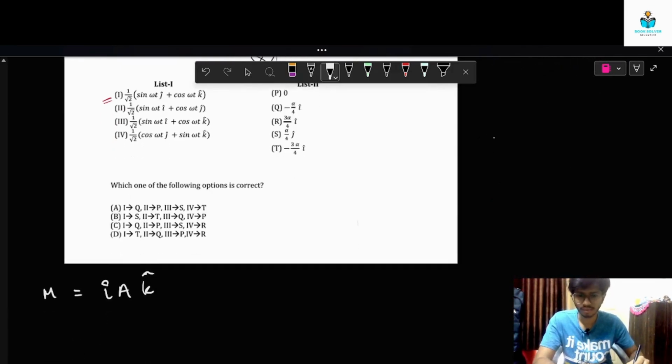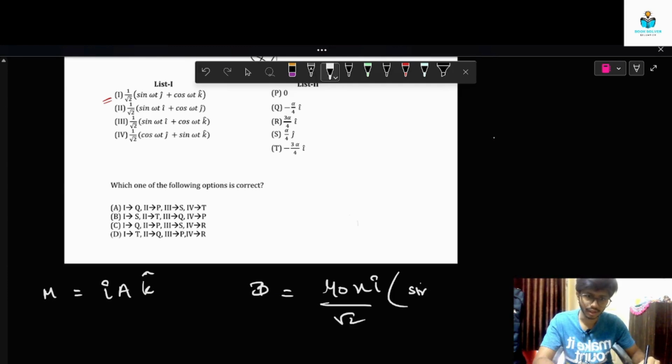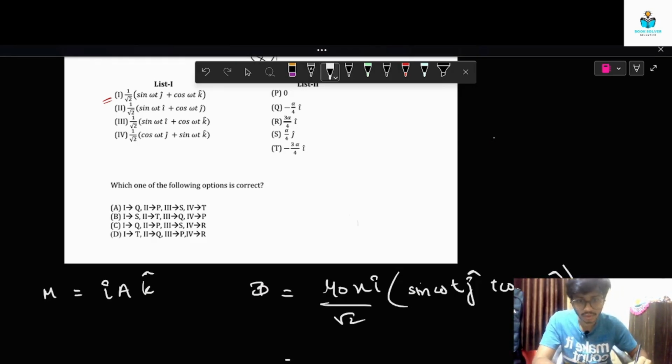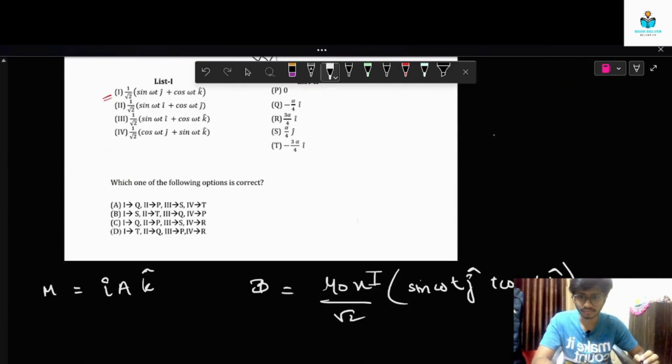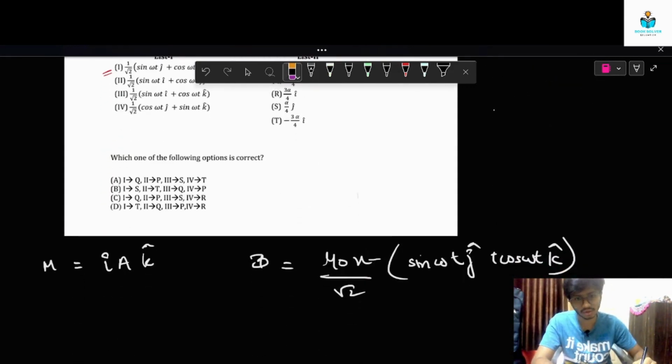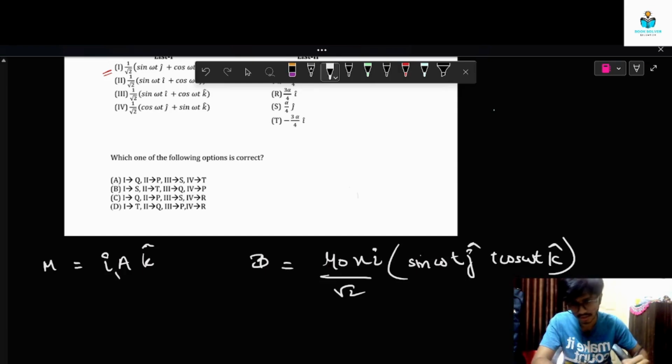What is B? B is equal to mu naught n I by root 2 times sin omega t j cap plus cos omega t k cap. This is for option 1. Here I is the current flowing through the solenoid. So let's call this I, and the induced current is I1.